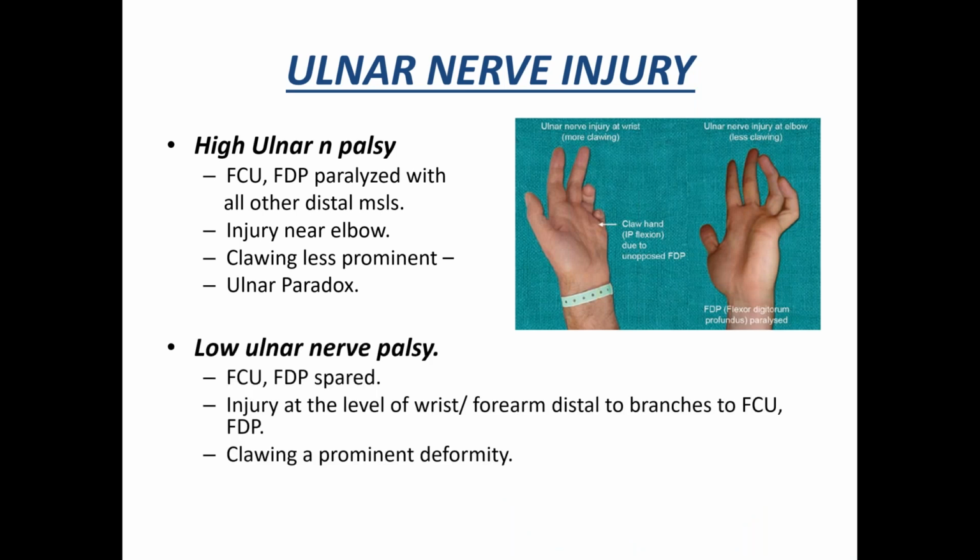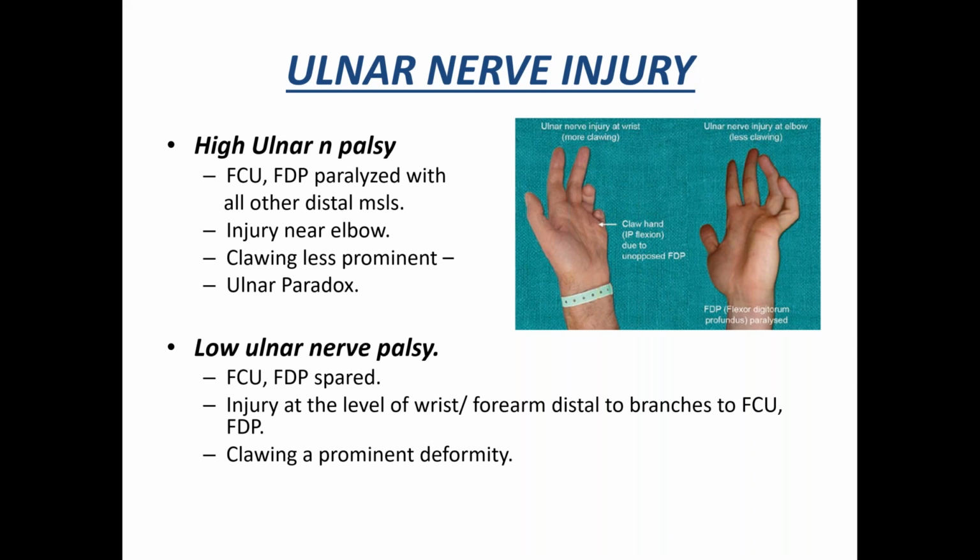Now, what is the difference? In high ulnar nerve injury, the muscles innervated in the forearm are also paralyzed, namely the FCU and the FDP. Okay, it typically occurs because of an injury near the elbow, and FCU, FDP are also paralyzed along with the muscles in the hand. And the typical sign of ulnar nerve injury, the claw hand, is less prominent. This phenomenon is called the ulnar paradox. What is ulnar paradox? Ulnar paradox is that in a high ulnar nerve palsy, clawing becomes less prominent.